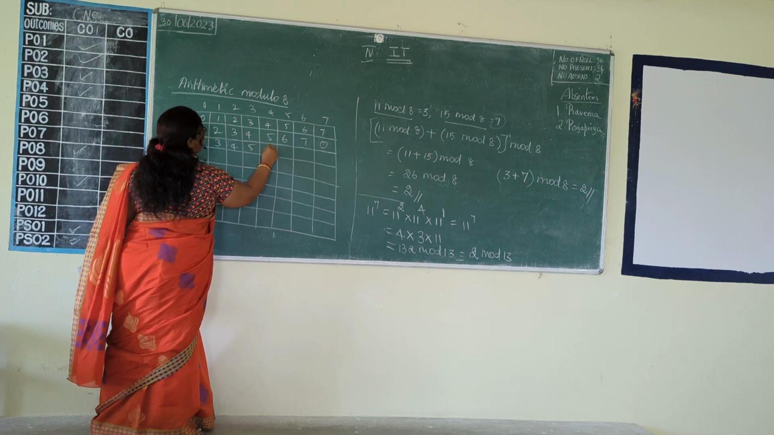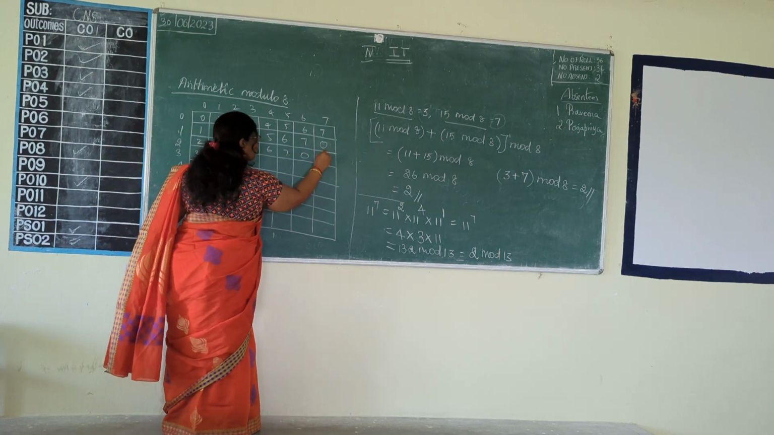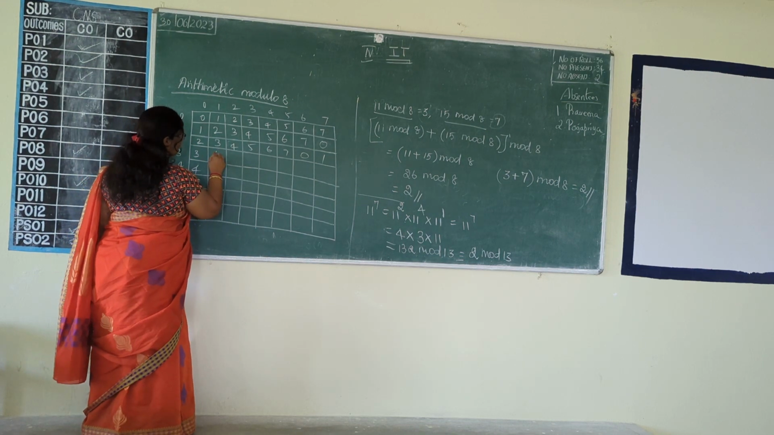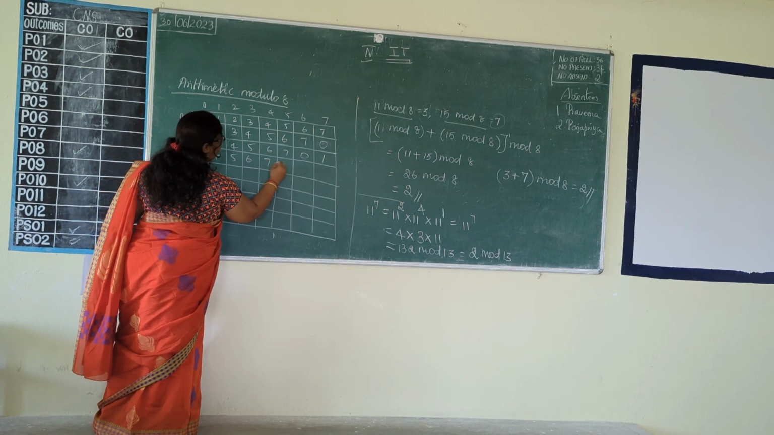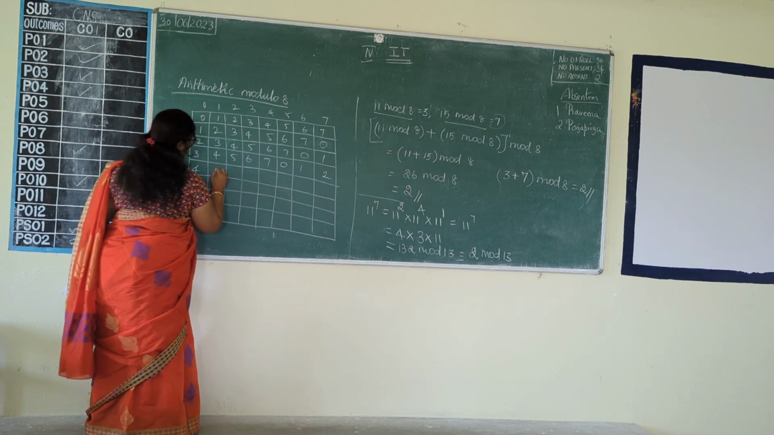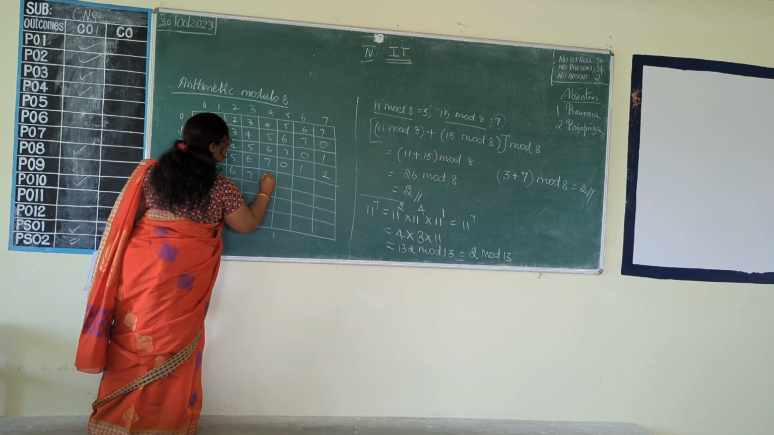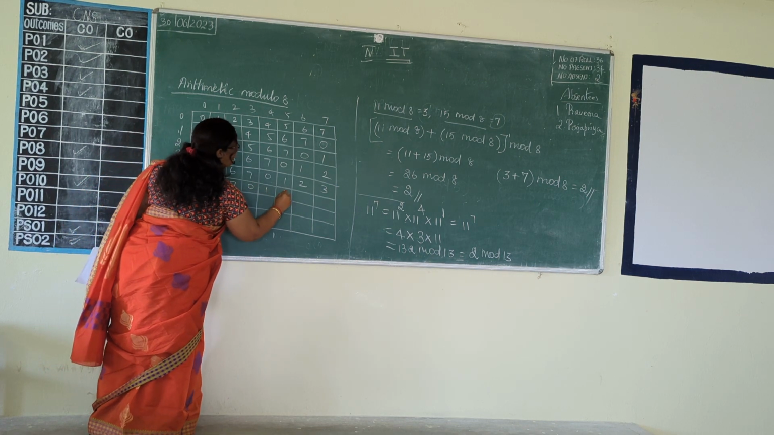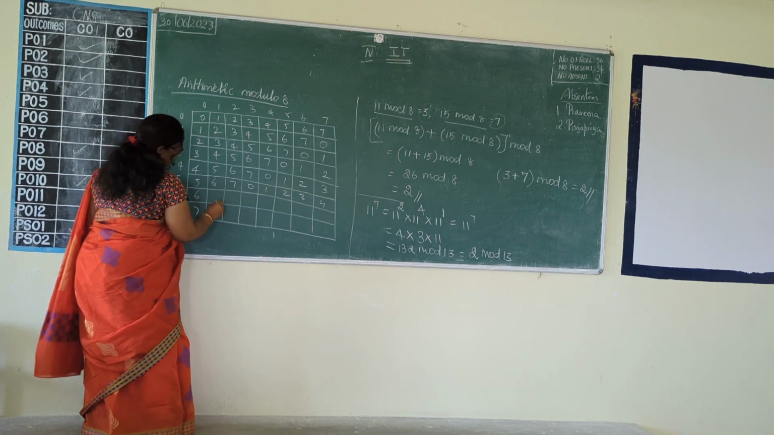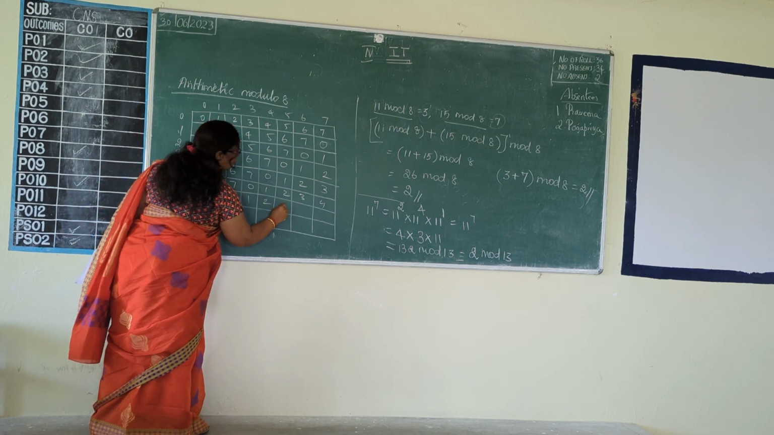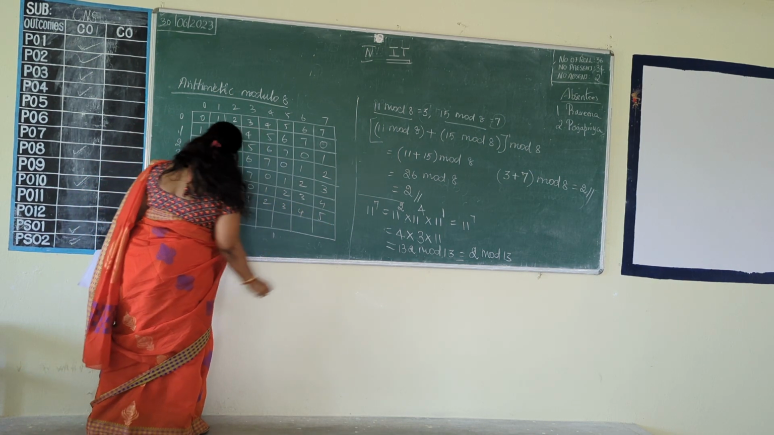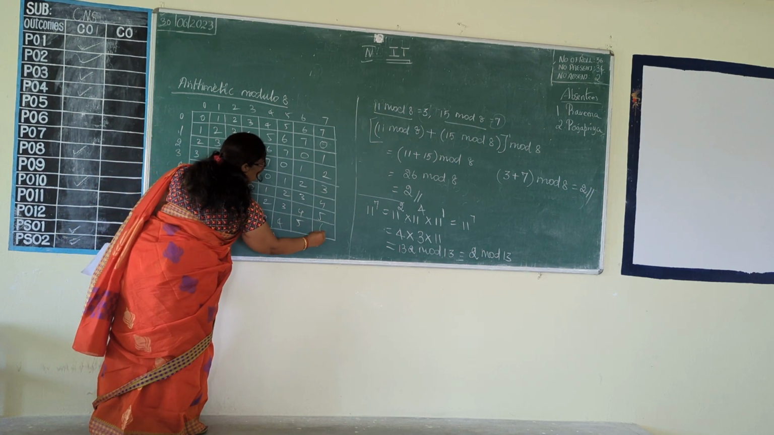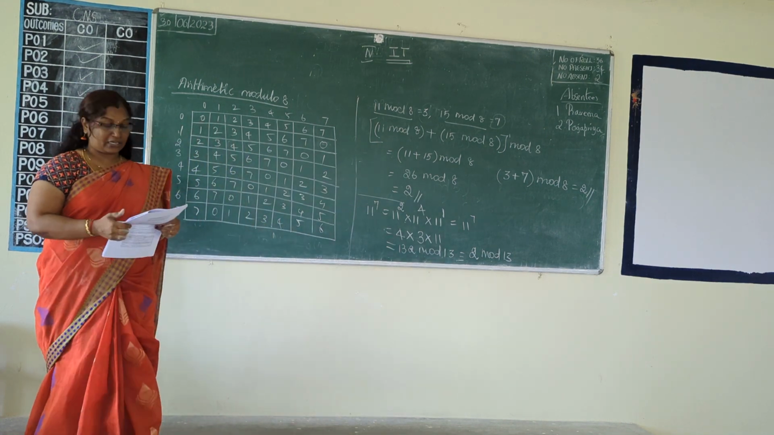3, 4, 5, 6, 7, 0, 1. Did you see it or not? 4, 5, 6, 7, 0, 1, 2. 5, 6, 7, 0, 1, 2, 3. 6, 7, 0, 1, 2, 3, 4. 7, 0, 1, 2, 3, 4, 5. 0, 1, 2, 3, 4, 5, 6. Fill the table and give it.